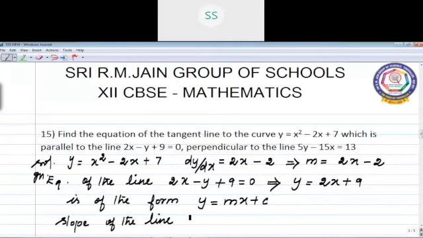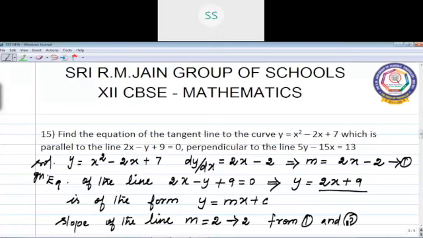The slope of the line m is equal to 2, right? From this I'm getting m equal to 2. So already m equal to 2x minus 2. Now we have arrived m equal to 2. I'm going to equate, right? See, this is your equation number 1. This is your equation number 2. From 1 and 2, what do you arrive at?